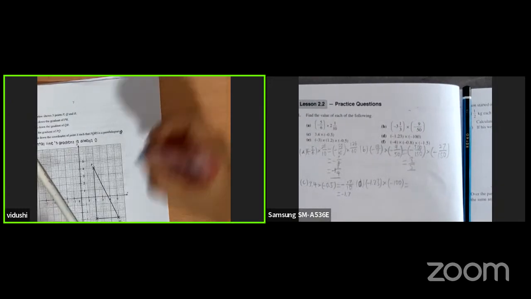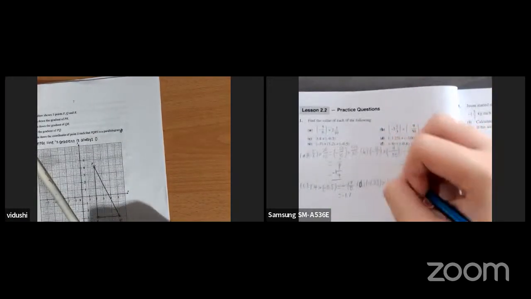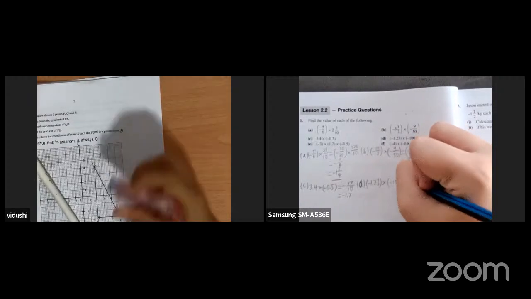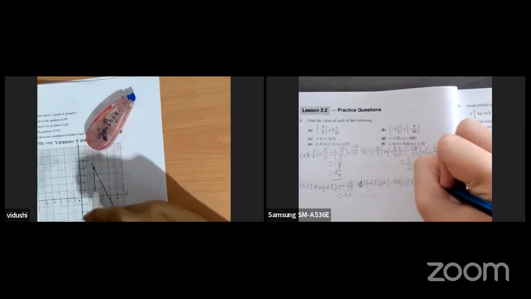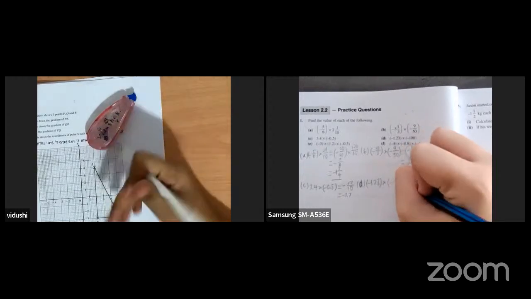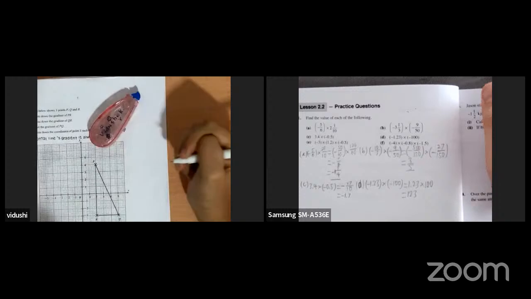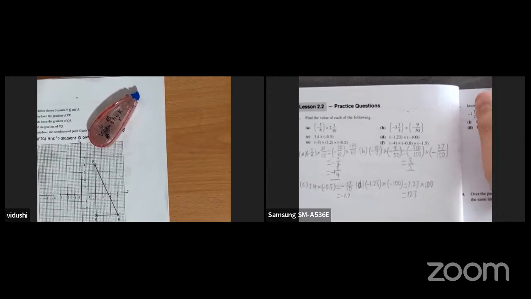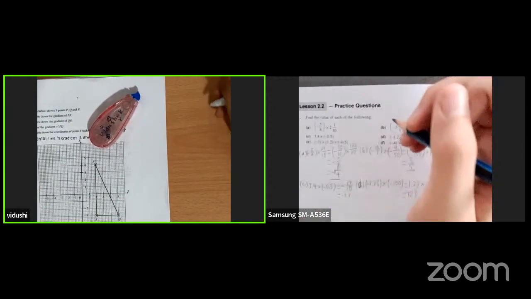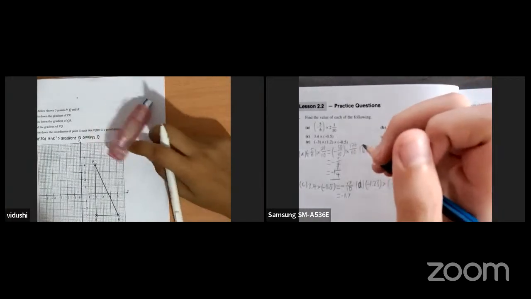Minus 7. Why is it minus 7? Because there is an agreement: if the slope is forward, it's positive. If the slope looks backward, it's always going to be negative. That is to avoid confusion, actually. Positive, negative, that's always true. That's not something that will change.